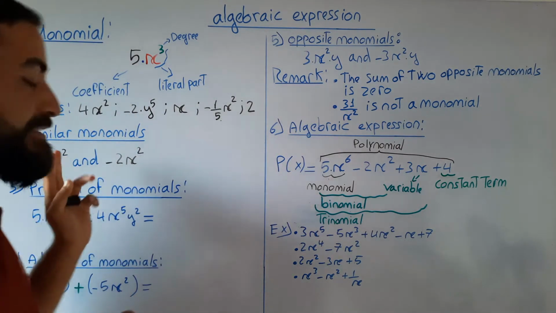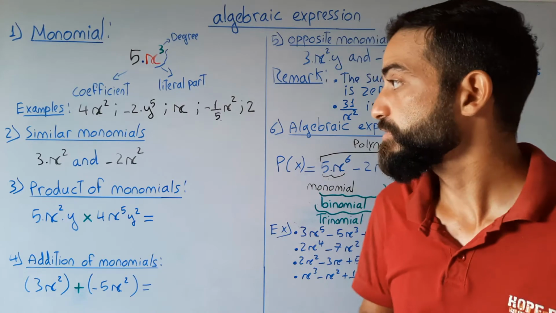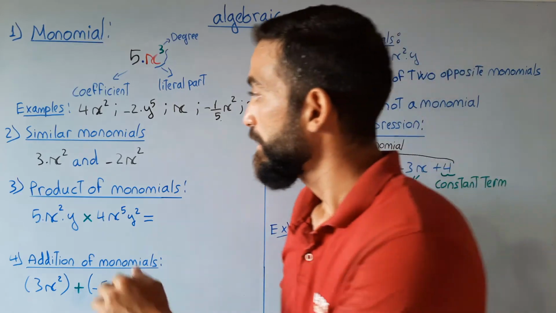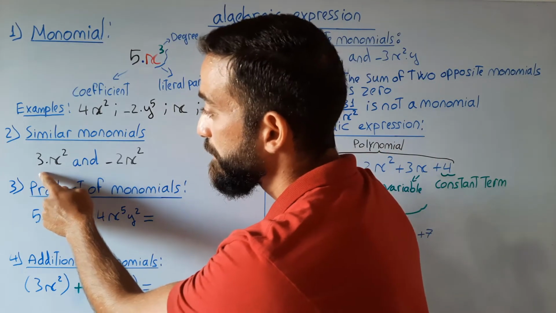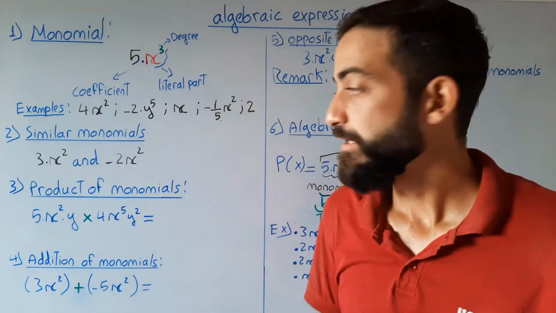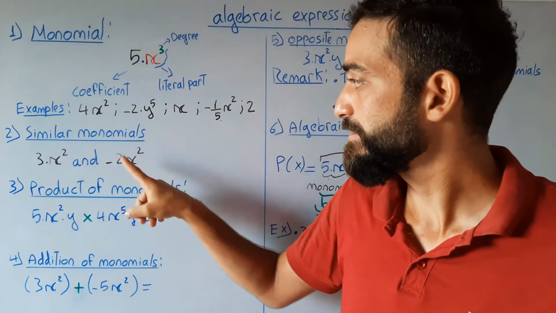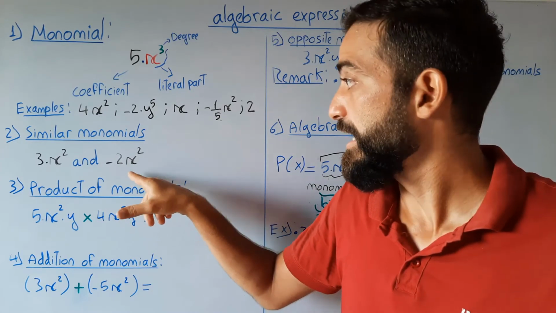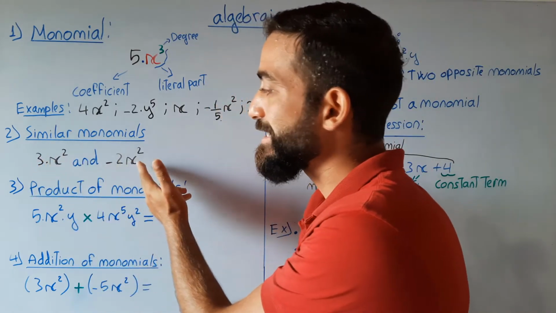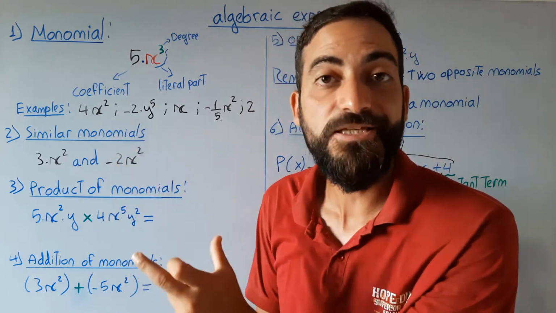Similar monomials have the same literal part. For example, 3x² and minus 2x². The literal part of the first is x², and the second also has x². So they are similar monomials.